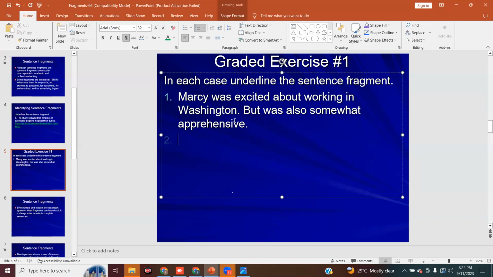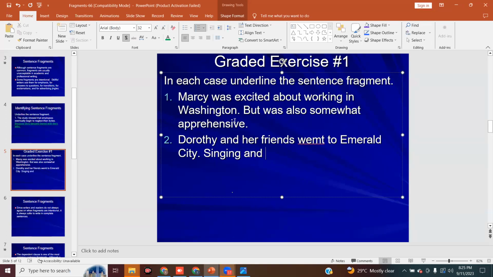Number two: Dorothy and her friends went to Emerald City, singing and dancing down the yellow brick road.